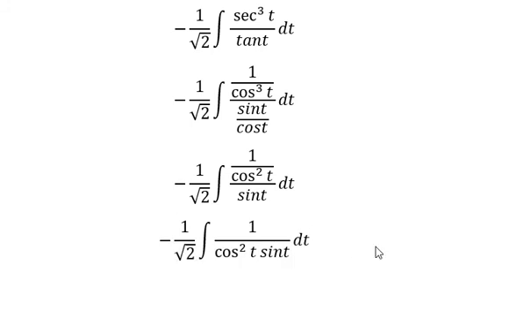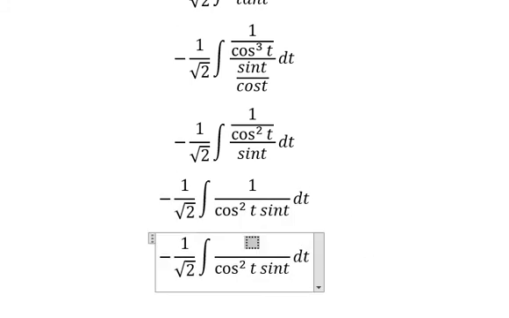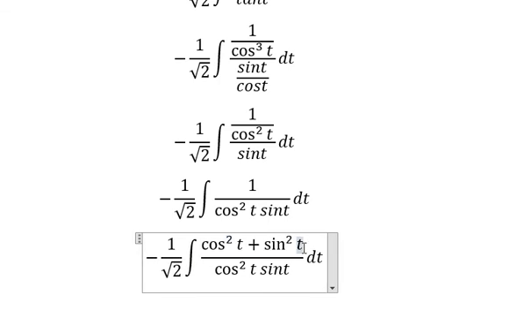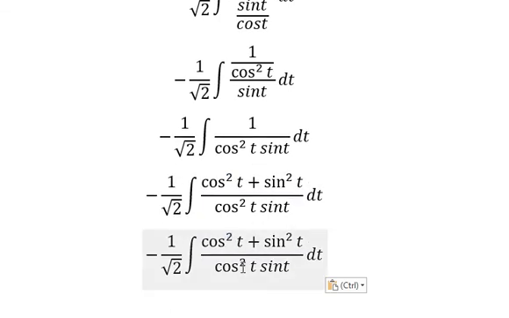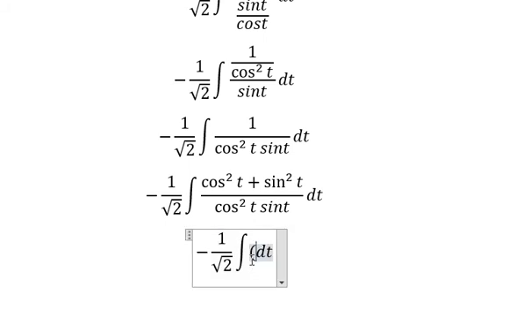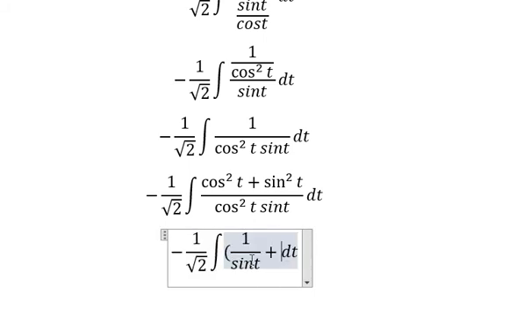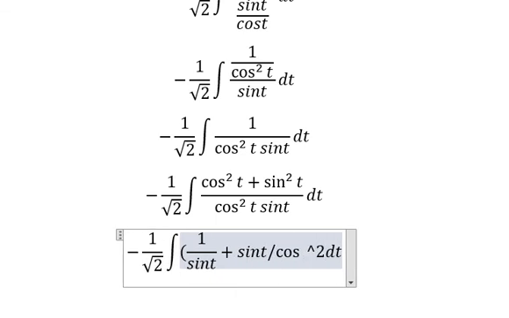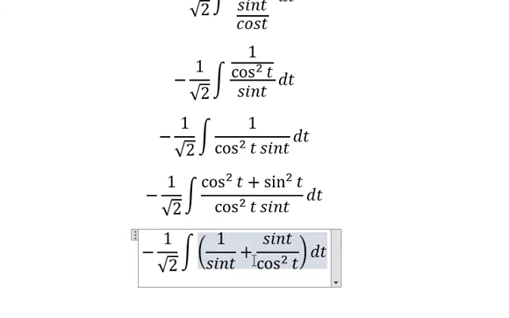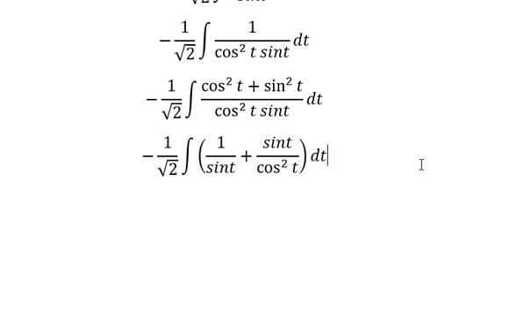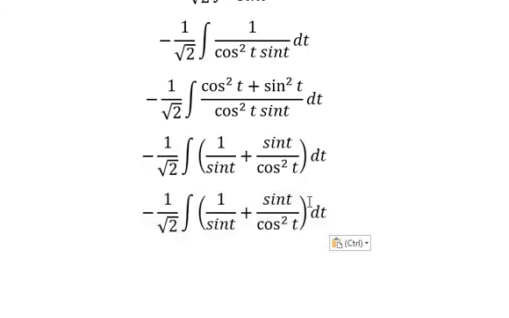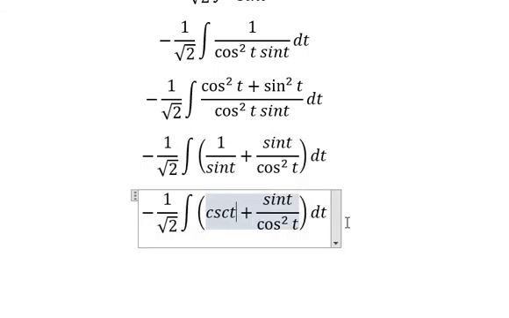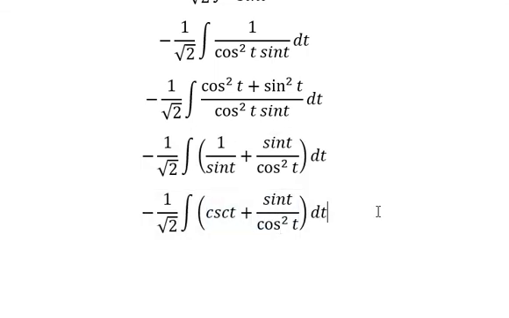Next, number 1 represents cosine t square plus sine t square. So cosine t square divided by cosine t square, sine t square divided by sine t. So we will have 1 over sine t plus sine t over cosine t square. This one is cosecant of t. Now I will concentrate on this one.